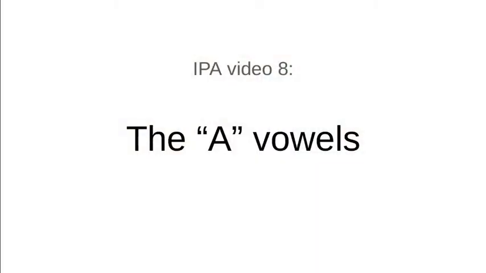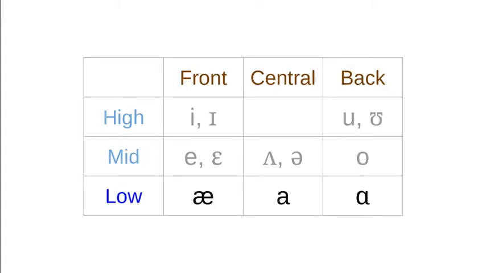Okay, in this video we're going to go over the three vowels that have symbols related to the letter A. So these three vowels represent, from left to right at the bottom of this chart, the sounds æ, a, and ɑ.